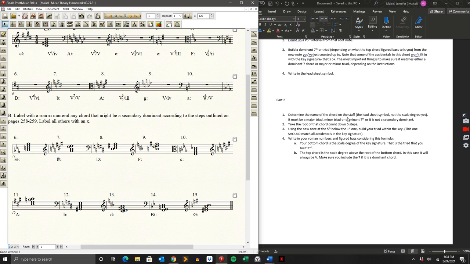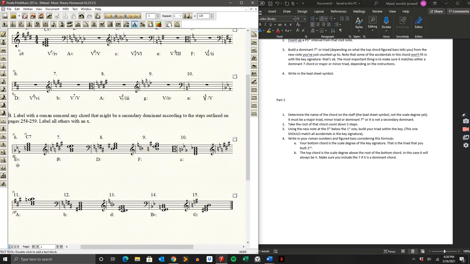So this is going to be pretty much the same as the first one, except in reverse. So the first thing you want to do is determine the name of the chord on the staff, and I'm talking about the lead sheet symbol, not the scale degree just yet. So we can see that this is a C, E, G, and B flat. Well, of course, we know that that is a C dominant 7th, and it looks like it is in root position, so you don't have to worry about inversions or anything.